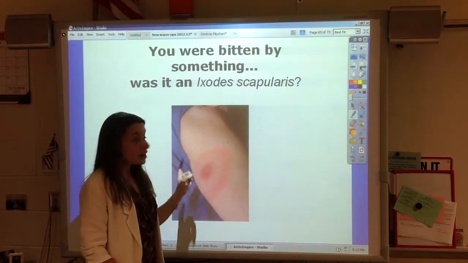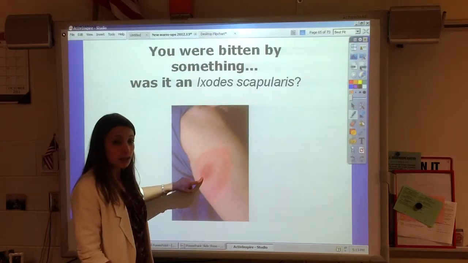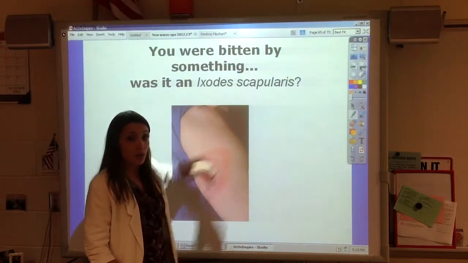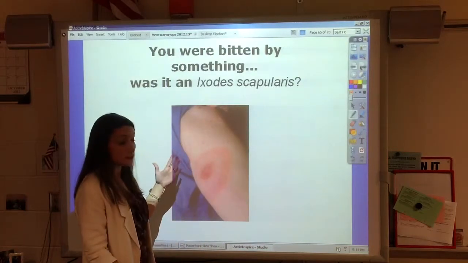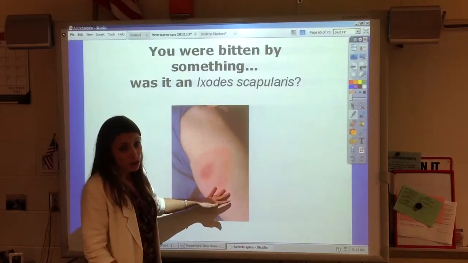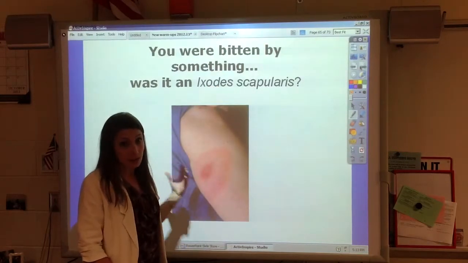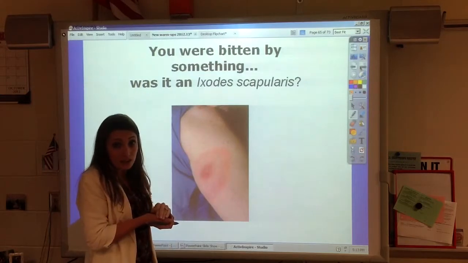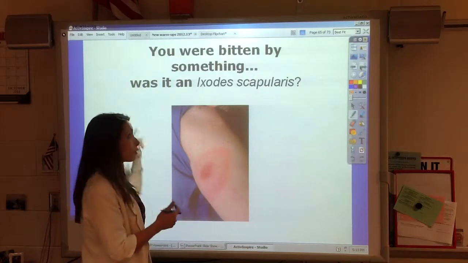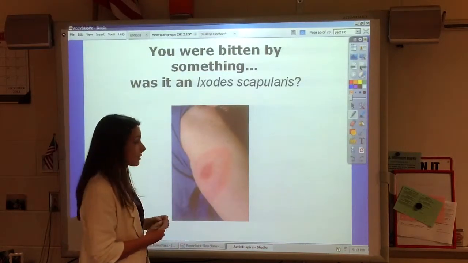But it turns out that you can get Lyme disease from ticks, a really serious disease, but only if it was a certain type of tick. So the medication and the treatment to prevent Lyme disease are really expensive. So we don't want to give you all that treatment if you weren't bitten by that type of tick. So anytime you were bitten by something, you actually want to try and save it so that you can bring it in and show your health professional and they can actually figure out what exactly you were bitten by.